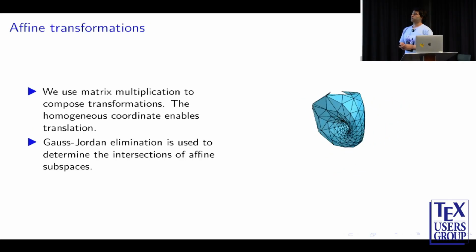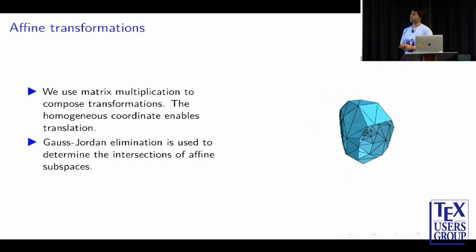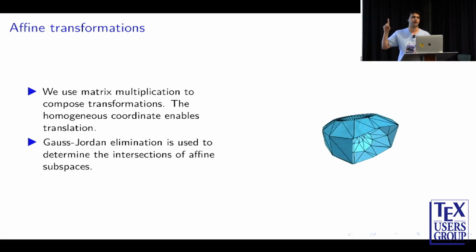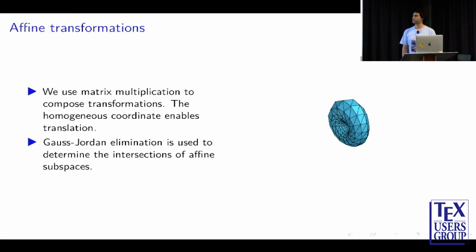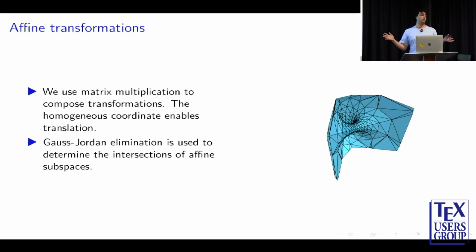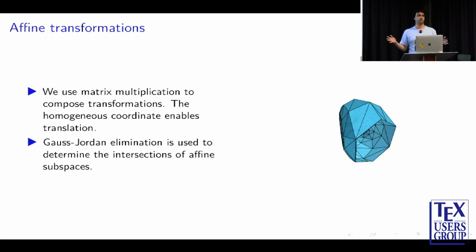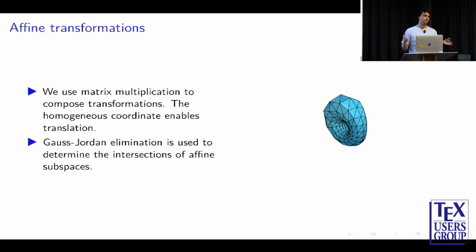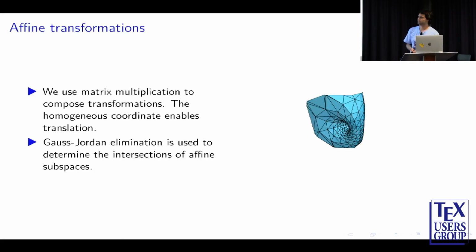We use matrix multiplications to compose transformations. And the homogeneous coordinate, which is the number 1 at the end of the affine vector, is what lets us do translations. Translations are a phenomenal thing to add to linear algebra because it makes it useful for understanding reality. There are lots of nonlinear transformations that are useful. Translation and rotation are pretty fundamental to 3D graphics.